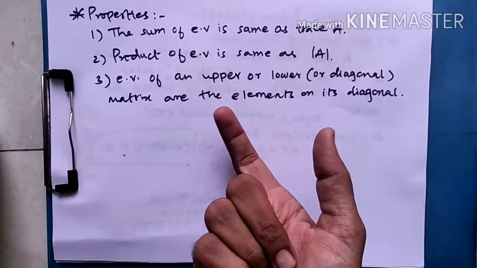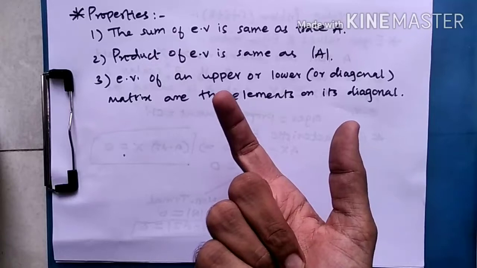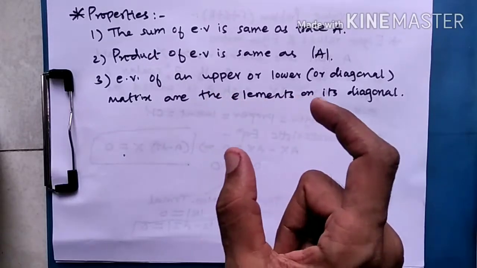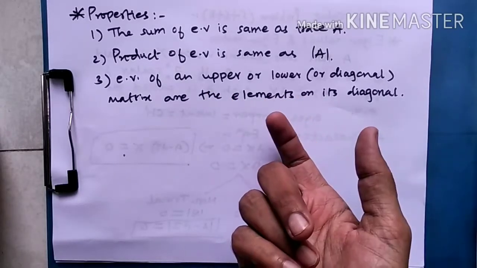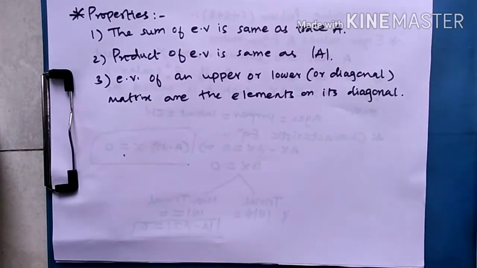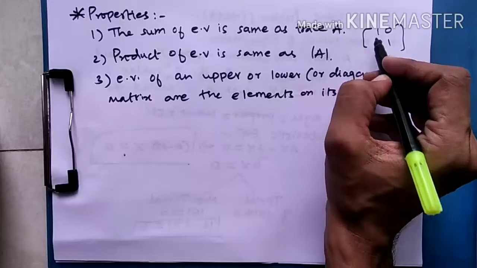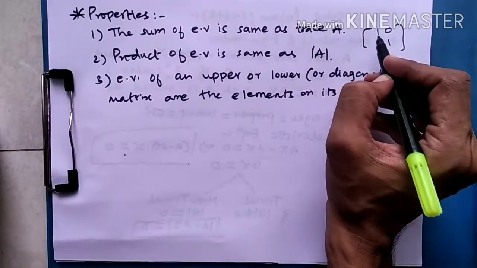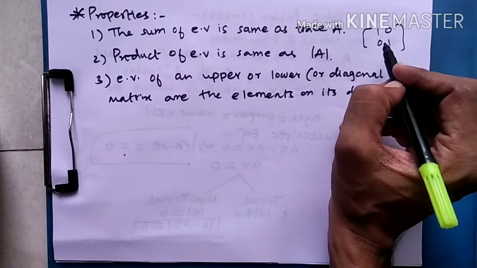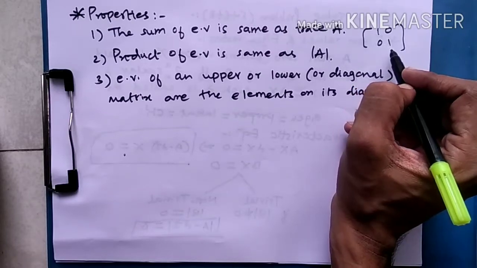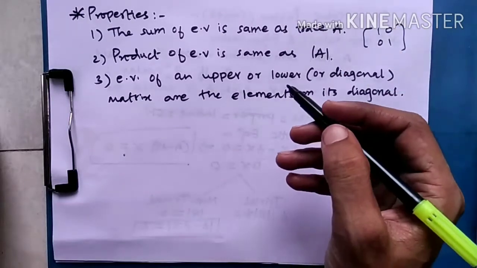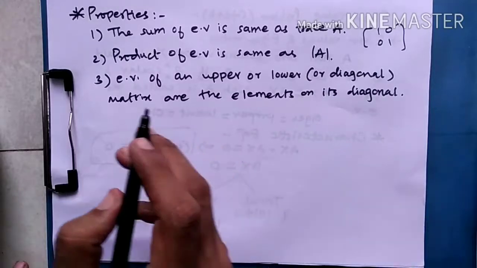Okay. So you can very easily identify now that eigenvalues of identity matrix will be what? It will be 1 and 1, because identity matrix is a diagonal matrix and diagonal elements are 1, 1. So its eigenvalues will be 1, 1 if it is identity matrix of order 2. Let us solve one problem based on these properties.